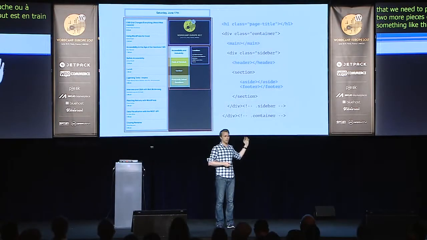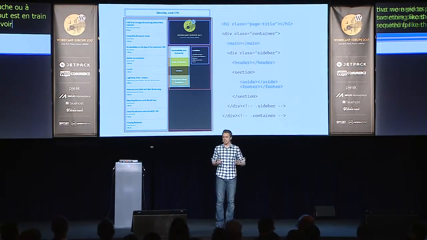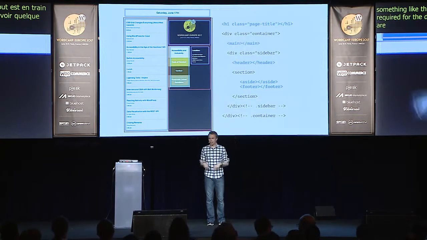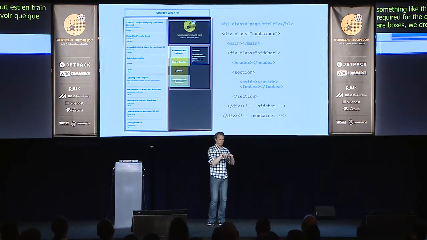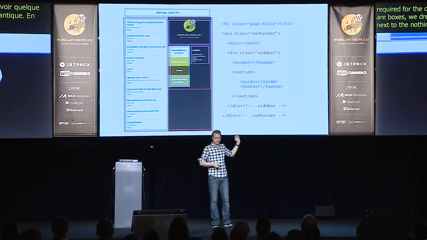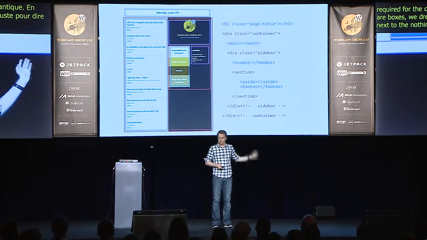So we end up with something like this. The blue sections are semantic markup, things that are required for the document to work. This is the actual content. The red sections are boxes that we drew around content solely to say, this is a thing that will go next to another thing, and this is another thing that will go next to another thing. And you can see that the markup is full of that stuff.